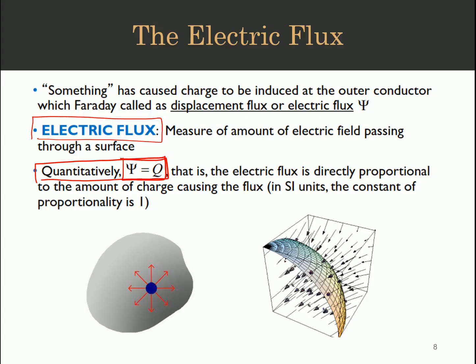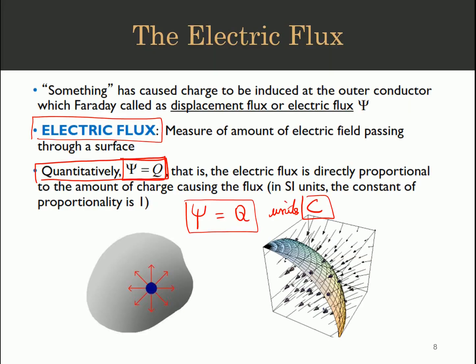Q in this scenario. So this is the experimental observation and analysis done by Faraday, and obviously the equation came out to be that the electric flux, with the symbol psi, is equal to the total amount of charge present inside the inner shell, and its SI unit is coulombs, represented by C. So this is what is known as electric flux.